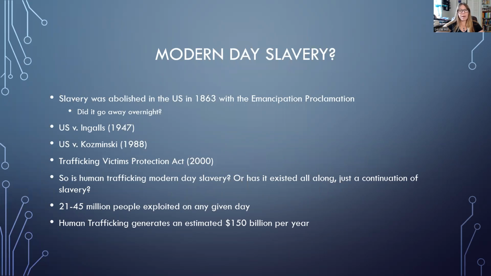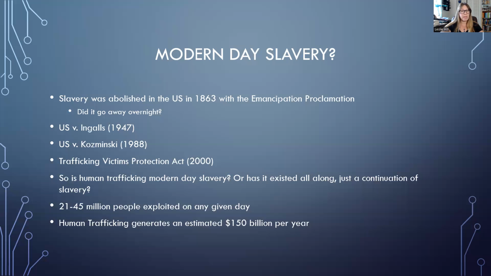So the first thing I want to talk about is, should we really be referring to human trafficking as modern day slavery? Even though slavery was abolished in the US in 1863 with the Emancipation Proclamation, it didn't end there. Even after Reconstruction, after the Civil War, slavery still lingered. In fact, almost 100 years after the passage of the 13th Amendment, the US courts were still discussing slavery. For instance, in the 1947 case, US versus Ingalls, the courts officially defined a slave as a person in a state of enforced or extorted servitude to another. And importantly, they included psychological coercion as a way of keeping a slave compliant within that definition.